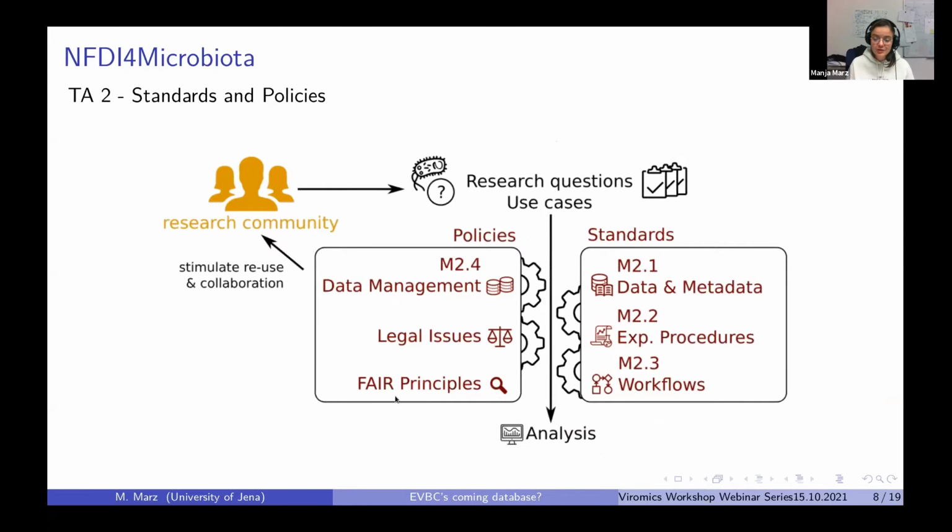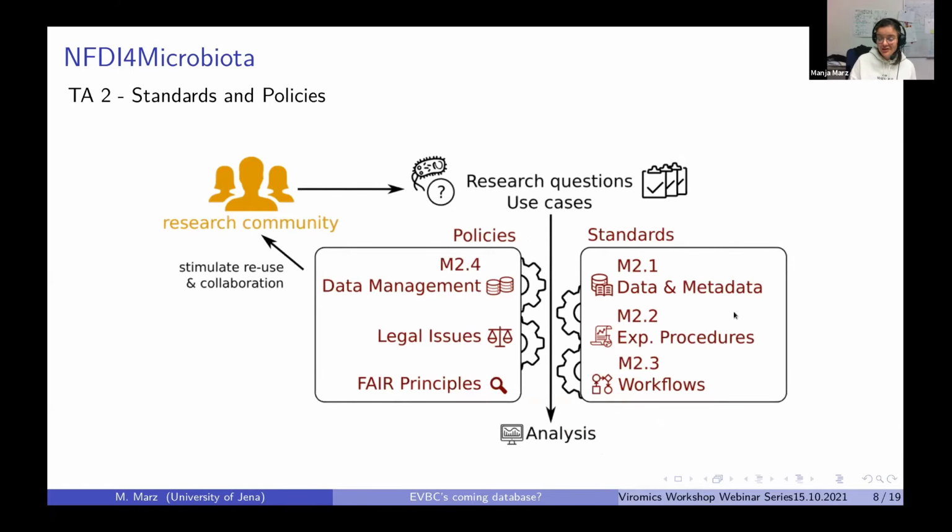So we follow, of course, the FAIR principles. We have some legal issues which we solve in this consortium, of course. And of course, we want to manage the data itself. And then we also try to set up standards. I mean, it is very hard sometimes to actually compare the datasets because we don't follow the standards.